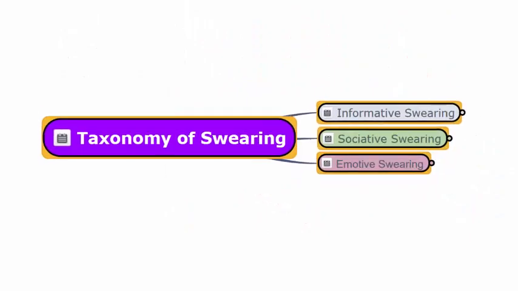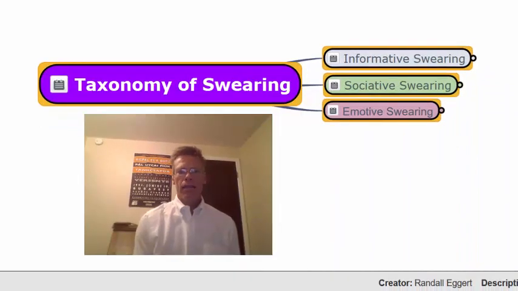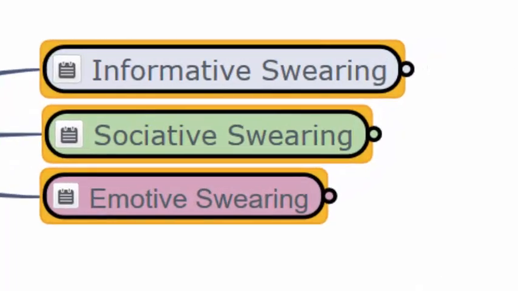Taxonomy of Swearing. In this video, I'm just going to go over the taxonomy of swearing, the three different types of swearing that we've got. And remember that our definition of swearing is the use of taboo words. And there are three ways that we can use them, in a sense, or at least three broad ways. There's informative swearing, associative swearing, and emotive swearing.